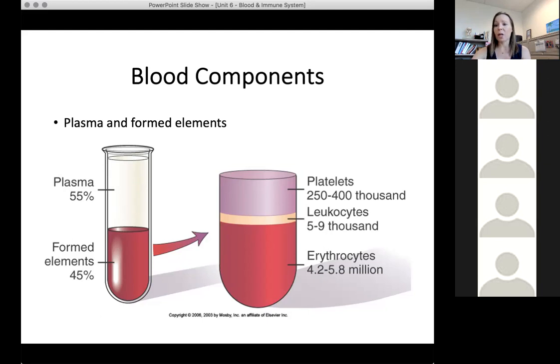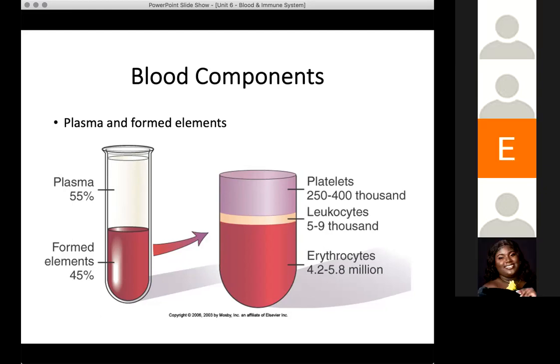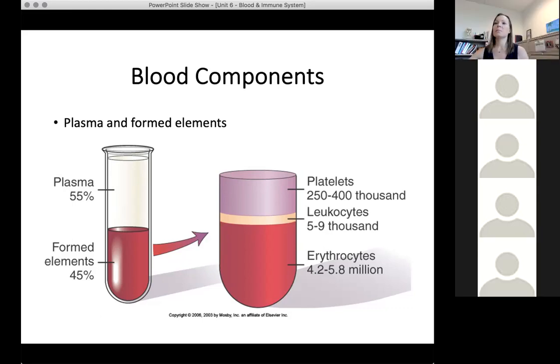Another function for blood is regulation, and it helps to regulate a couple of things. It helps, first of all, to maintain body temperature, also pH, and water content of cells. And then protection. So it does 2 main things for protection. First of all, it prevents blood loss because of the clotting that occurs, and prevents infection.